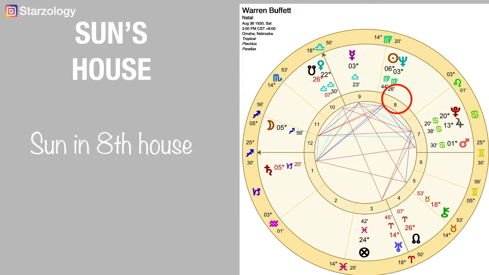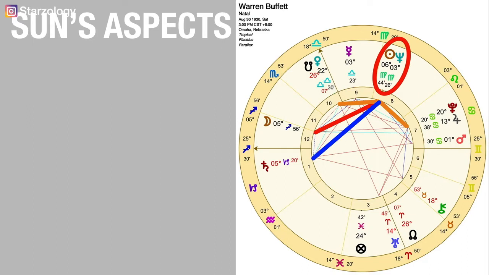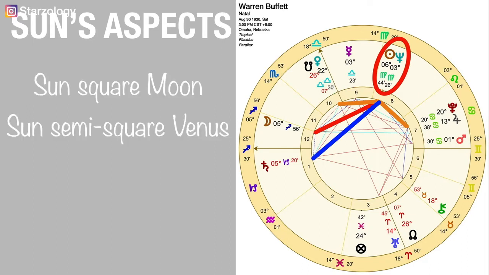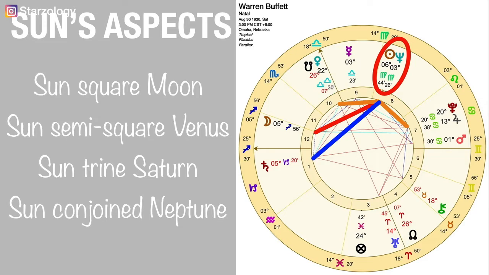The Sun's house, the Sun is in the 8th house, and then we're going to look at the Sun's aspects. So here we have the Sun is square the Moon, the Sun is semi-square Venus, the Sun is trine Saturn, the Sun is conjoined Neptune, and the Sun is semi-square Pluto. So there are 5 aspects pertaining to the Sun, and all of those will be interpreted in our main interpretation of this chart.